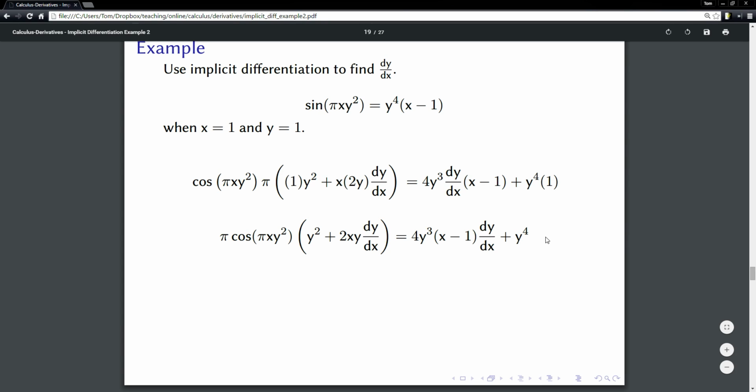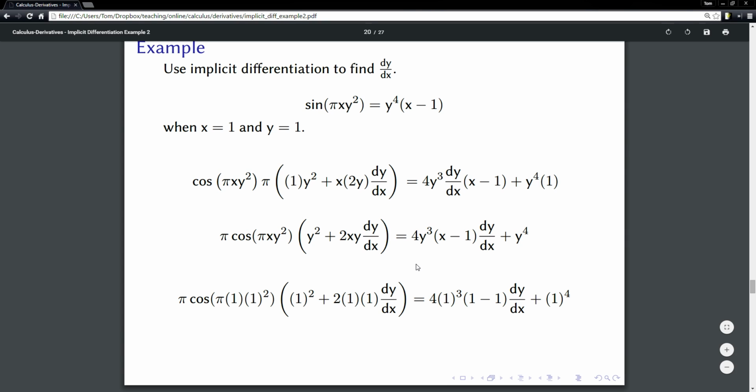And now in this problem, unlike in example 1, they just wanted the formula for dy dx. Here we want the derivative dy dx at a specific value for x and y. So you could solve for dy dx algebraically and get the formula and then plug in the numbers that they give you. But you can also just plug them in now and then just solve for dy dx using the numbers in this case. So that's what I'm going to do.